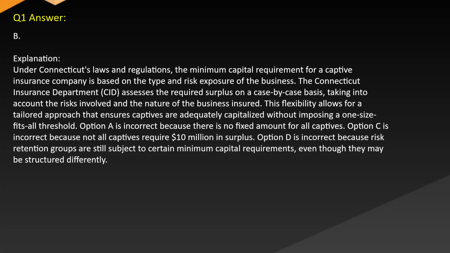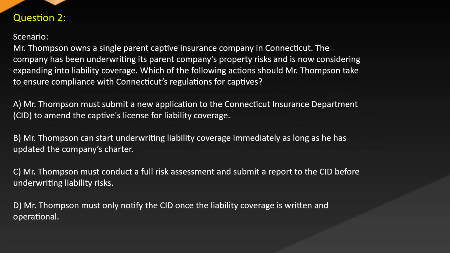Option A is incorrect because there is no fixed amount for all captives. Option C is incorrect because not all captives require $10 million in surplus. Option D is incorrect because risk retention groups are still subject to certain minimum capital requirements, even though they may be structured differently.